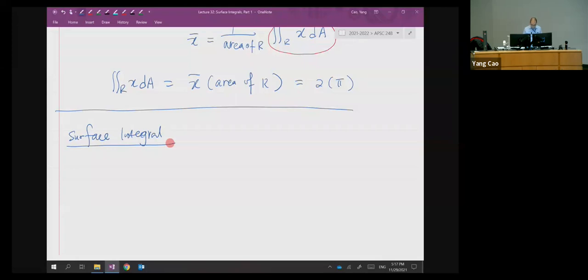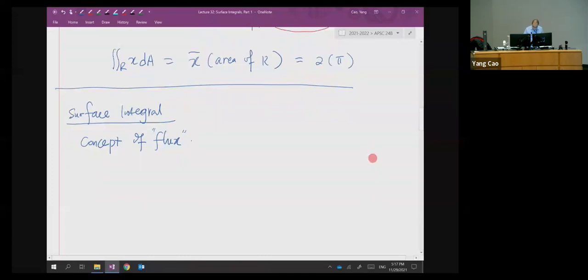including what we're going to talk about next, surface integral. Before we talk about surface integral, I want to talk a little bit about the concept of flux. Flux. And you probably have learned a little bit about flux in 178, okay, electromagnetic systems. Let's talk about flux more in a generic sense first.